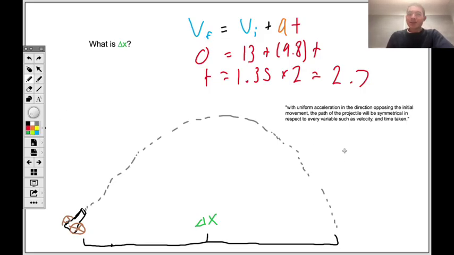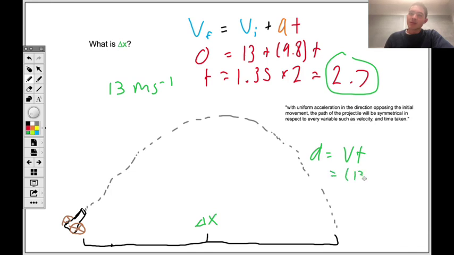But now that we solved for time, and we are given the horizontal velocity, we can use the displacement formula, displacement equals v times t, to solve for the horizontal displacement, which is 35 meters. So this is the answer.